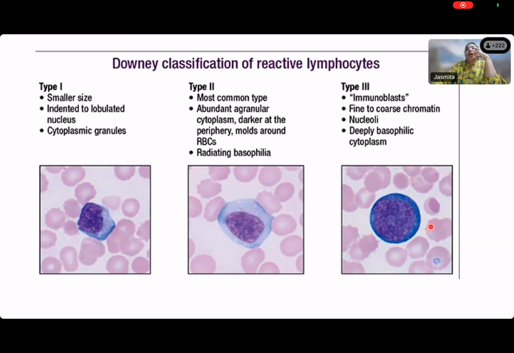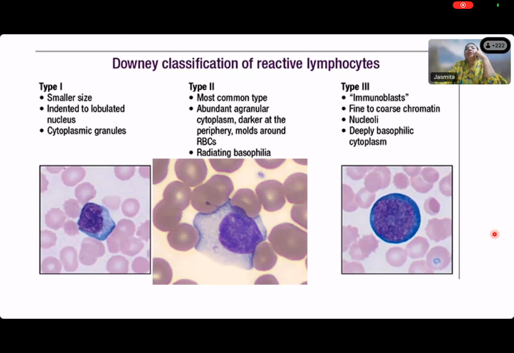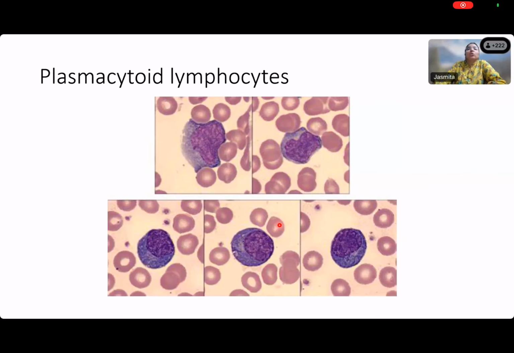Now this third kind is the immunoblast-like, which has a very deeply basophilic cytoplasm. It may show you nucleoli because it's an immunoblast, and the chromatin is fine to closely clumped. So these three are reactive lymphocytes. Another example of type 2 is this particular one, again showing this feature of molding itself around the RBCs. Classically, these Downey cells were described in infectious mononucleosis, but you will also see them in multiple viral infections when you look at peripheral smears.